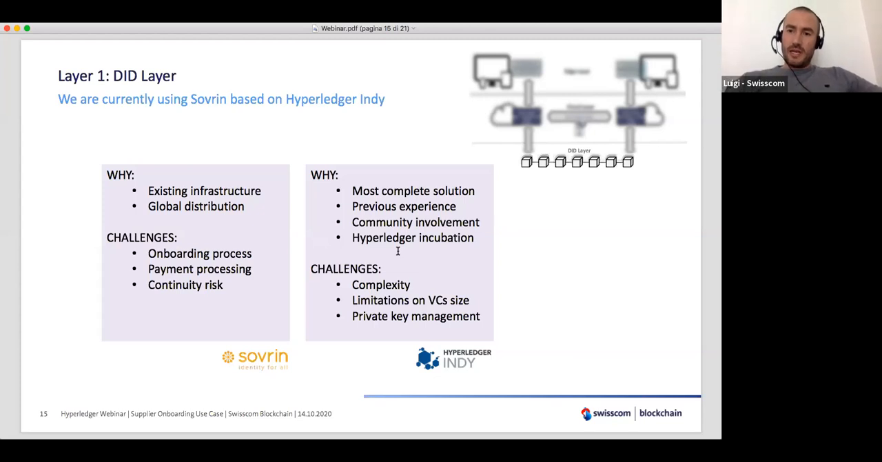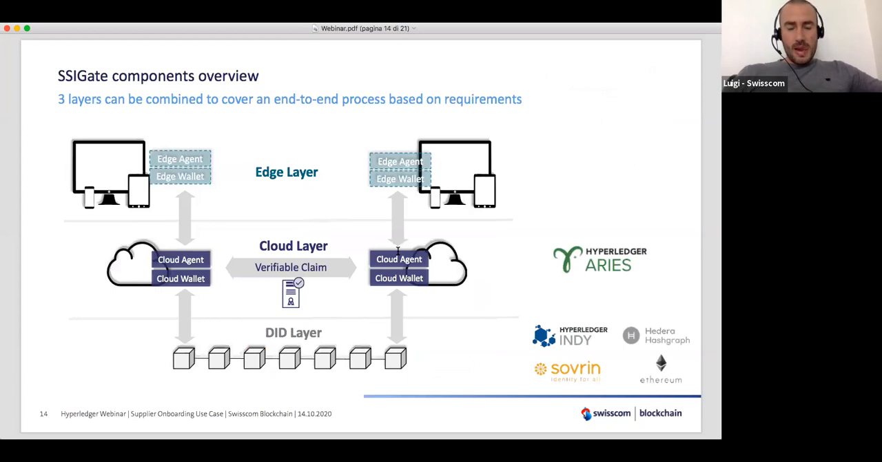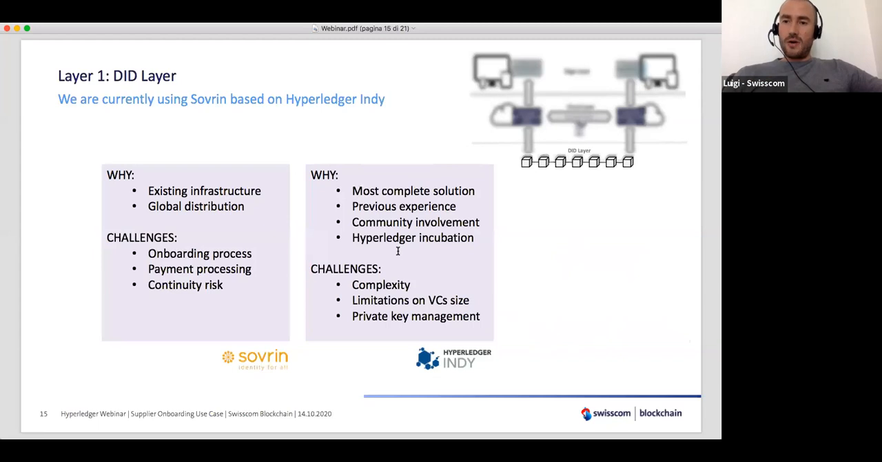Finally, another challenge that we are currently facing is private key management. So right now, if you remember what I showed you before here, I would say 80% of our solution is the second layer, the cloud agent. This means that our customer's data, where the data of the supplier is stored, where the private key of the supplier is stored, is right now stored within our cloud solution. So we could say that technically we are custodial software right now.